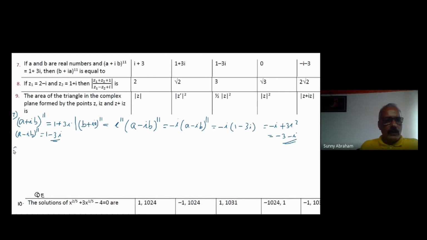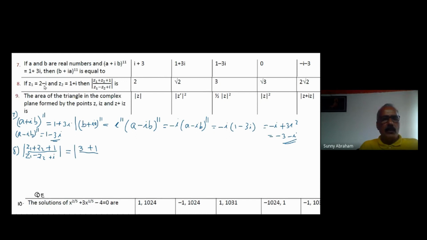Now, on to question 8. z1 is 2 − ι, z2 is 1 + ι. Then what is it? See, modulus of (z1 + z2 + 1) divided by (z1 − z2 + ι). What is z1 + z2? Adding the two complex numbers, add the real parts: 2 plus 1 is 3, and z1 + z2 + 1 is 4.